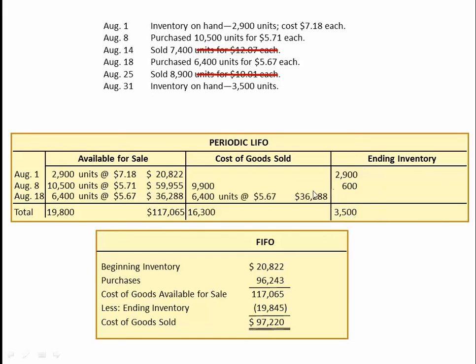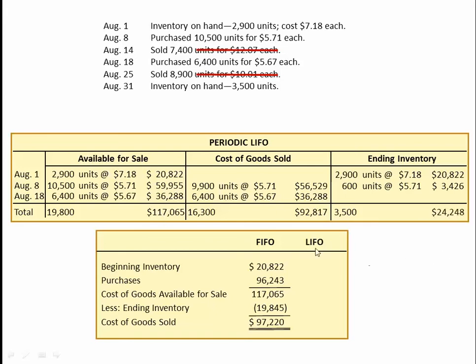Again, the PowerPoint is a little off, so we're just bringing these balances over. The 6,400 at 567, the 9,900 from the 10,500, that's all we needed for the cost of goods sold, was 571. And here's the totals. 2,900 at 718, the 600 at 571. Here's our totals, and there's our totals. So again, if we didn't have that, we would just take this minus that, and it'll give us this.